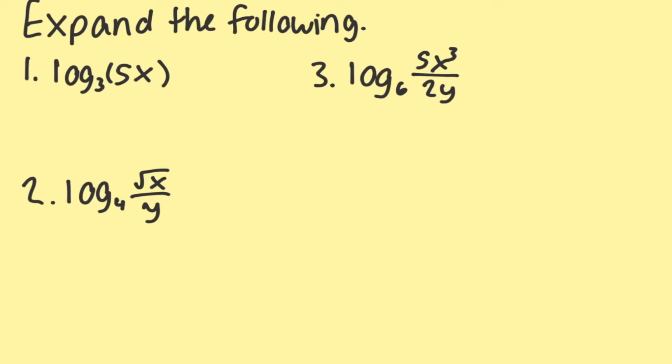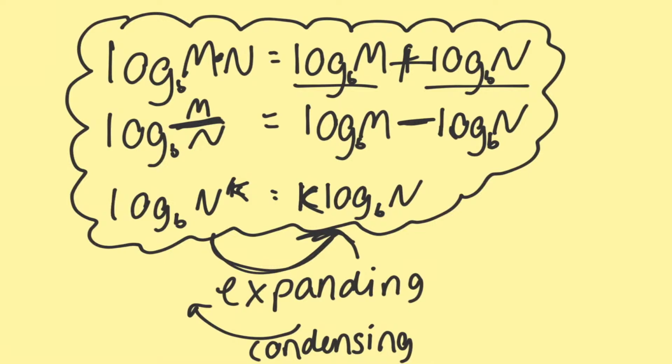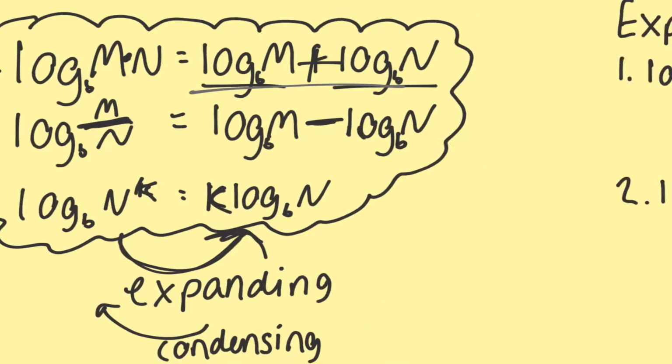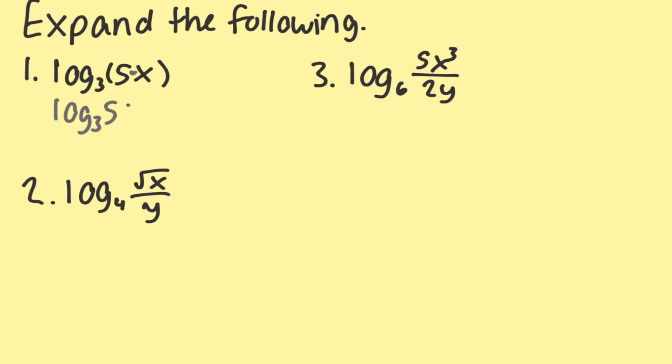For these first few, we want to expand the logarithms. So we have two things that are being multiplied. Remember, when you have two things that are being multiplied, you want to add them. So log base 3 of 5 plus log base 3 of x. Now that we expanded, we have more logs in the problem.